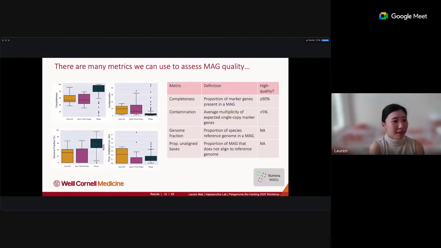We can also see a similar trend with contamination. The Zymo technical replicates didn't have great contamination scores. It's 10, which means that 10% of the single copy marker genes had multiple copies in them. Phase did much better with a few outliers. So these are some of the metrics we can use to assess MAG quality.